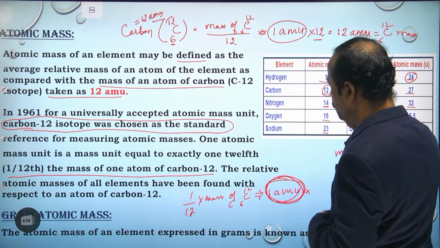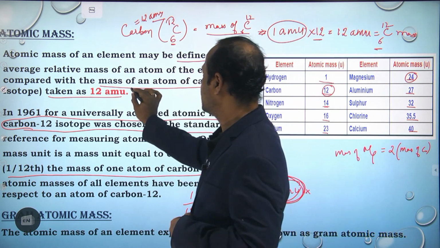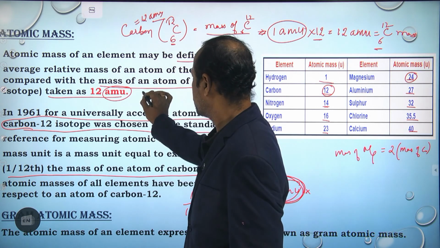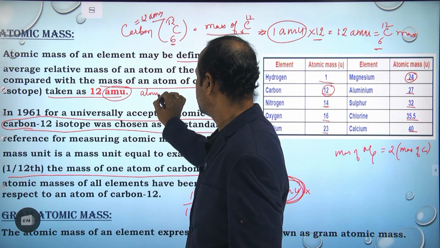Now, this mass, how are we expressing it? We are expressing it in terms of AMU. AMU is what? Atomic mass unit.